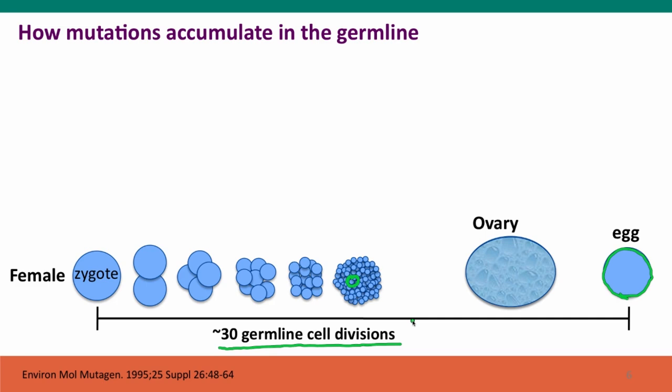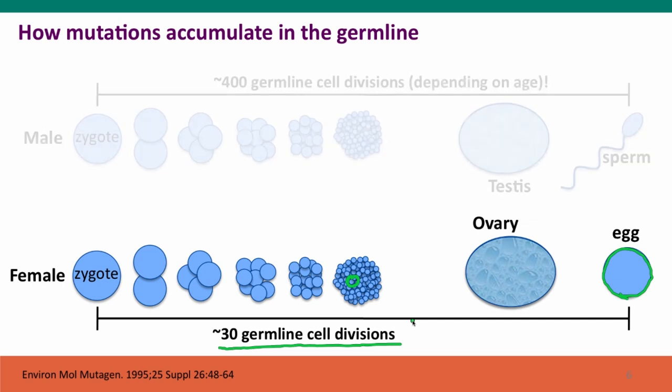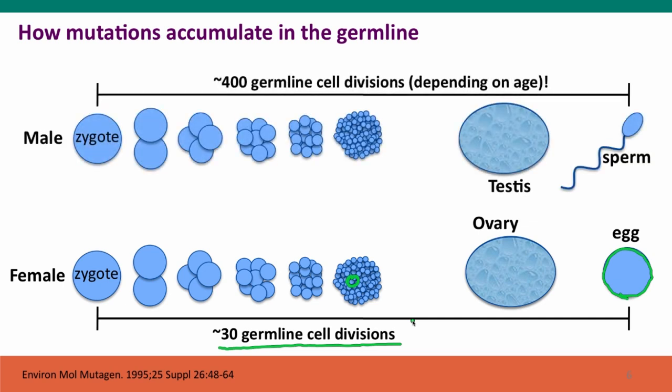The situation is different in men. You remember when we talked about mutation rates, we said that the mutation rate was higher. Most of the new mutations that our children inherit arose in their fathers. Now we're going to explain why. Here's the male germline. It starts out basically the same.